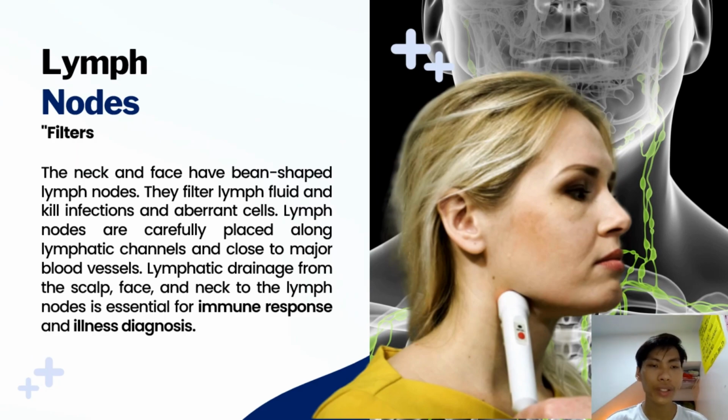Next main point is the lymph nodes, or we can commonly term it as filters. The neck and face have bean-shaped lymph nodes. They filter lymph fluid and kill infections and aberrant cells. Lymph nodes are carefully placed along lymphatic channels and close to major blood vessels. Lymphatic drainage from the scalp, face, and neck to the lymph node is essential for immune response and illness diagnosis.